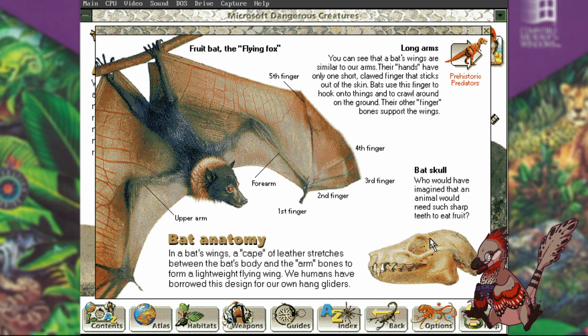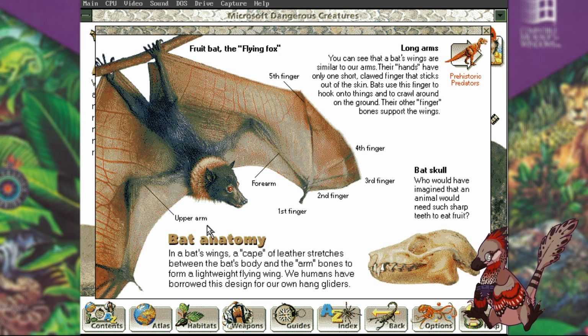Who would have imagined that an animal would need such sharp teeth to eat fruit? That is what I was saying earlier. I was surprised that it would have these like fangs. I absolutely thought that, considering that it doesn't really seem to eat. I mean, of course, the blood-sucking bat perhaps would need some sharp teeth, but the fruit bat.